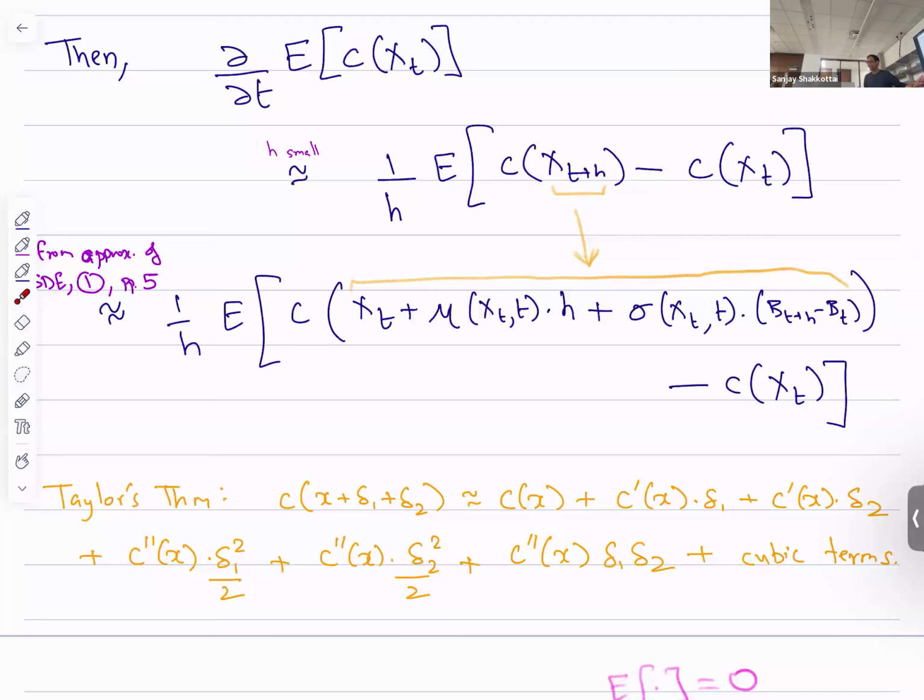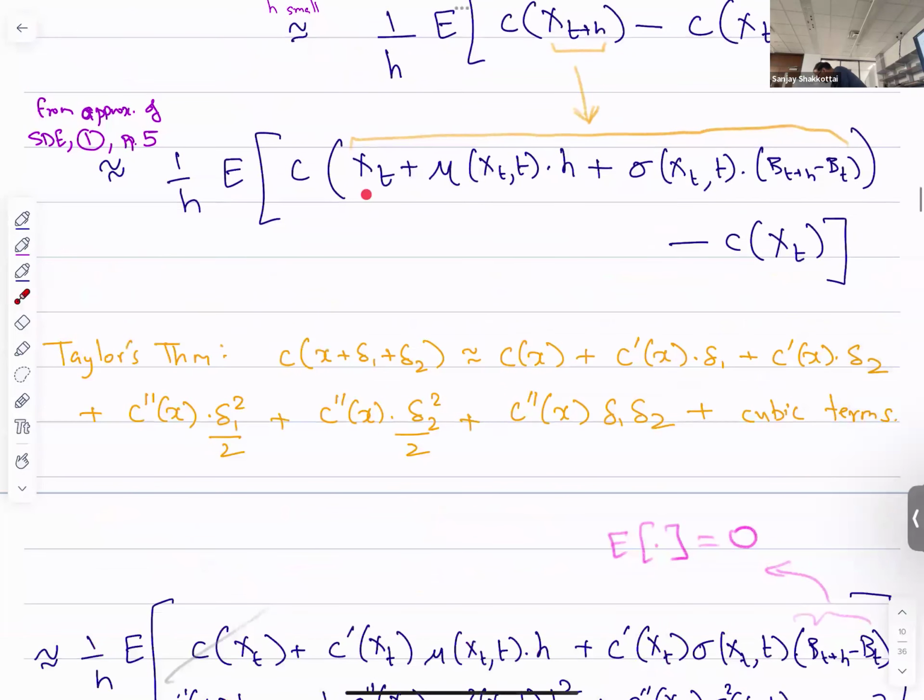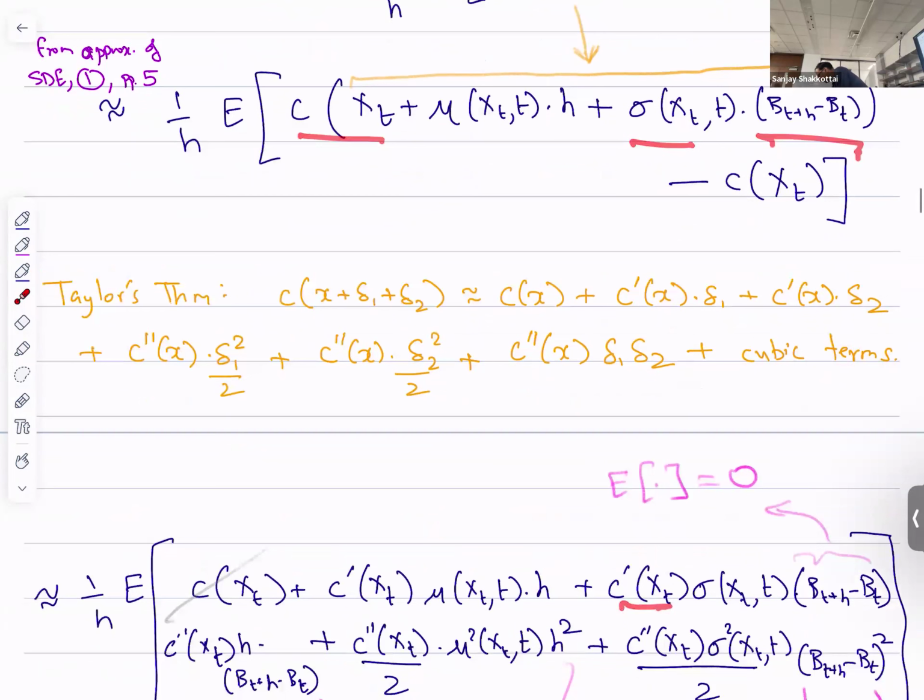Is this viewable? Okay. So let's do that here. I'll get c of x of t, plus c prime of x of t times mu times h. Then c prime of x of t times sigma times this difference. Then there's c double prime of x of t times this one squared.